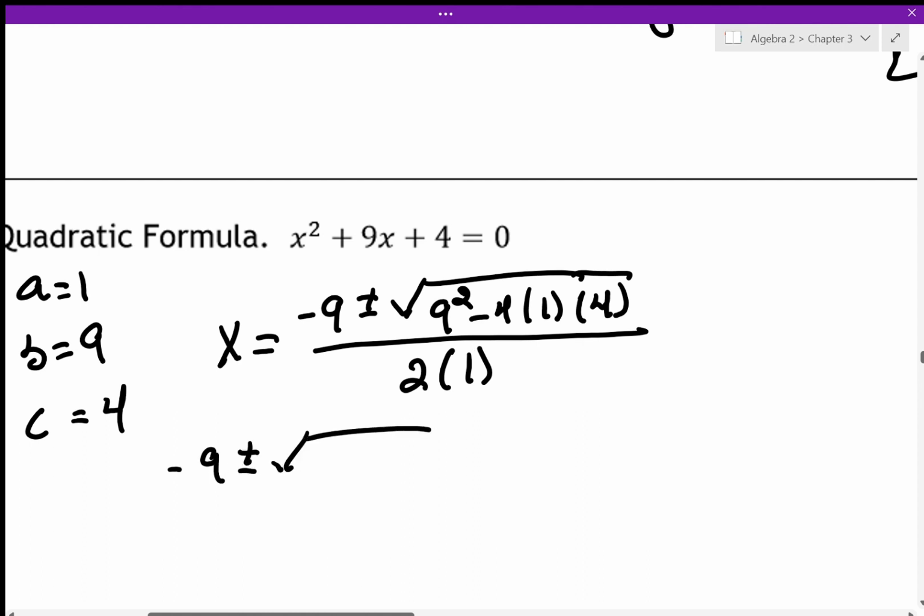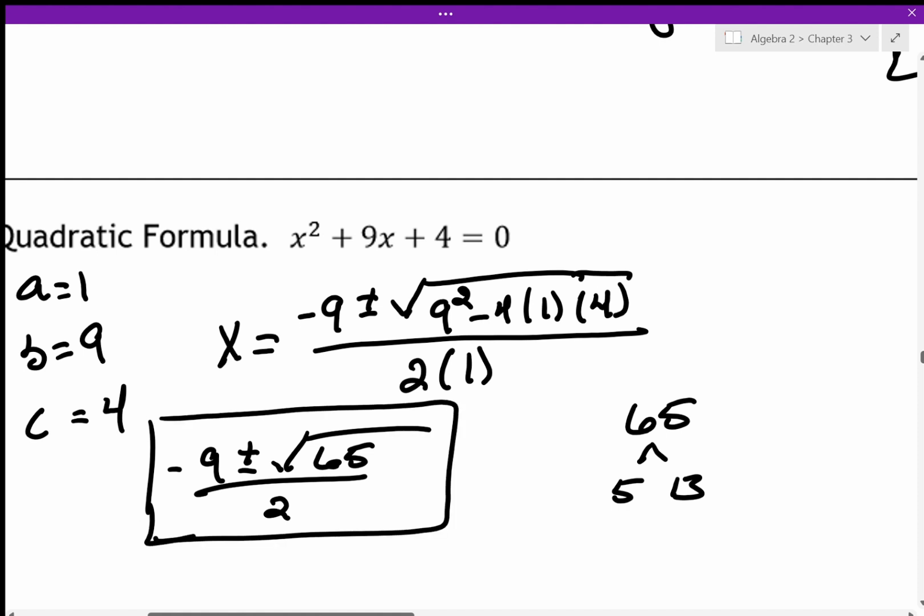So negative 9 plus or minus the square root. The discriminant is going to be 81 minus 16. Let's see if I can type that in. 81 minus 16, that gives me 65 over 2. The 65 is a pretty big number. We can break that apart into a 5 and a 13. 5 and 13 are both prime, and there's no duplicates, so we leave it as a plain old root 65. And that's our answer.